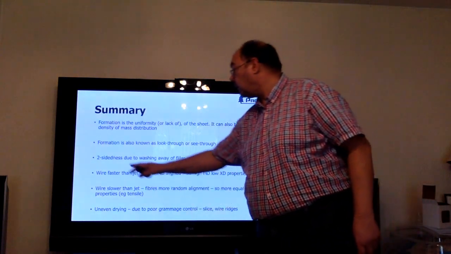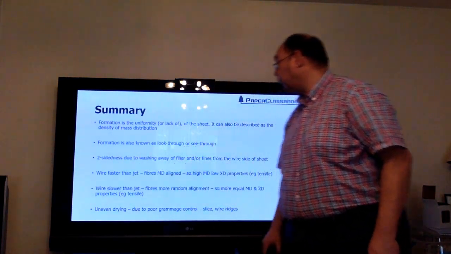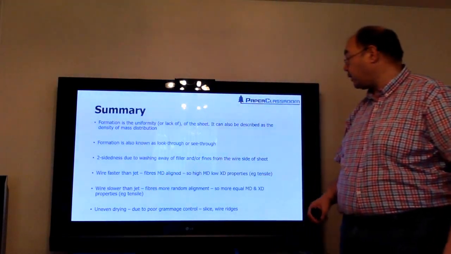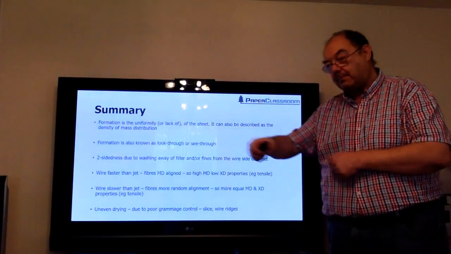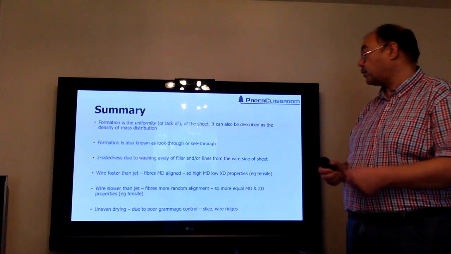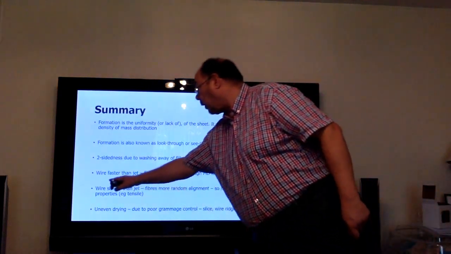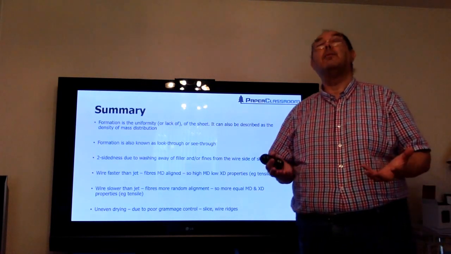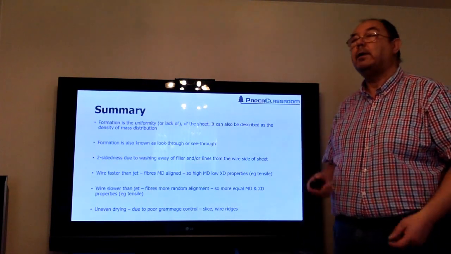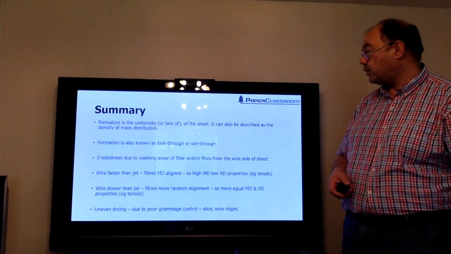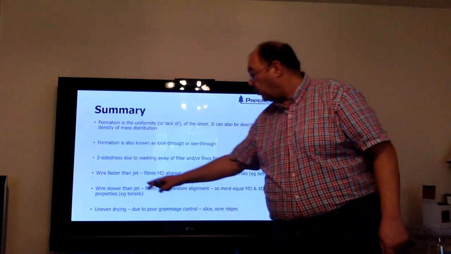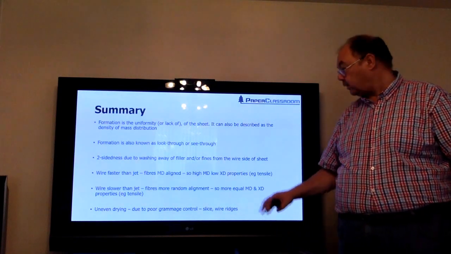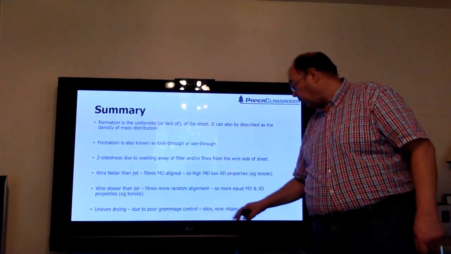Efflux ratio, when the wire is going faster than the jet, fibres get aligned in the machine direction, so we have a high machine direction strength and a low cross direction strength. If the wire is travelling slower than the jet, the fibres are more randomly oriented because they tumble over in unspecified directions. And finally, uneven drying is due to poor grammage control due to the slice problems or wire ridges.